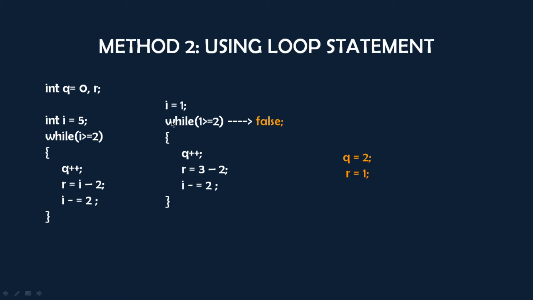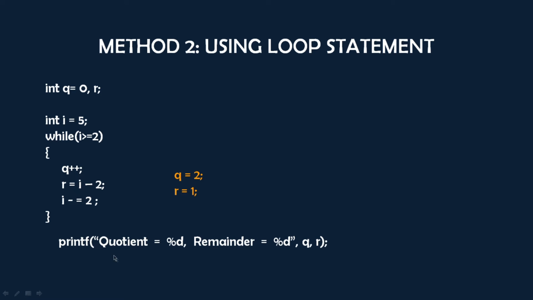The value of i is now 1. So it checks the condition: is 1 greater than 2? The answer is false, so we exit this statement. We have the value of q equal to 2 and r is 1. And then we print these two data. Our quotient is 2 and our remainder is 1. So this is the output.